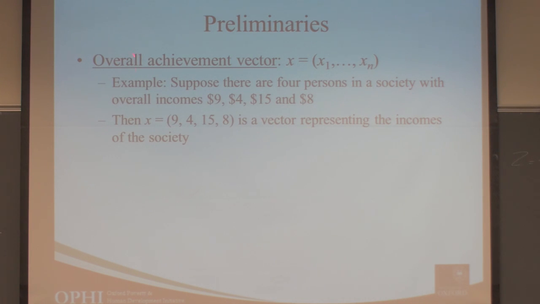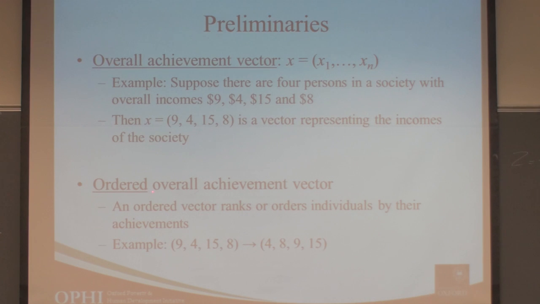Suppose we have this example that there are 4 persons in a society, and you have these 4 different incomes. Then the vector x would consist of just these 4 elements: 9, 4, 15, and 8. This is the vector representing the income of the society.